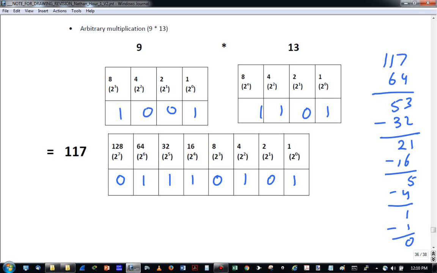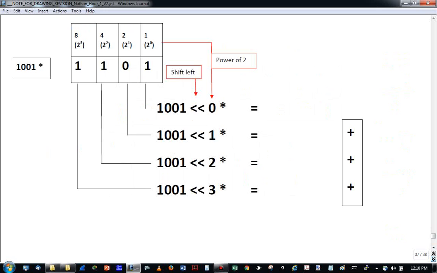Again, I did this in decimal just to work out what the answer would look like. But the actual algorithm looks like this. Here's 1001, so 9, times 13, 1101. You'll see here in the columns, this is column 1, 2, 4, 8. In this case, we actually need the powers here. So this is 2 to the 0, this is 2 to the 1, this is 2 to the 2, 2 to the 3.